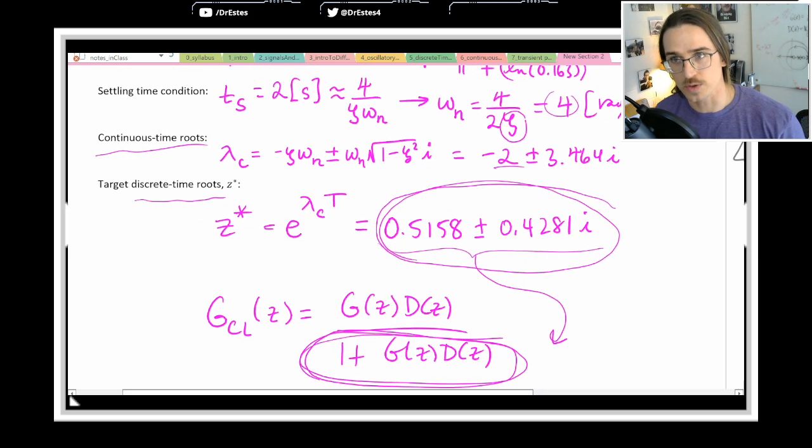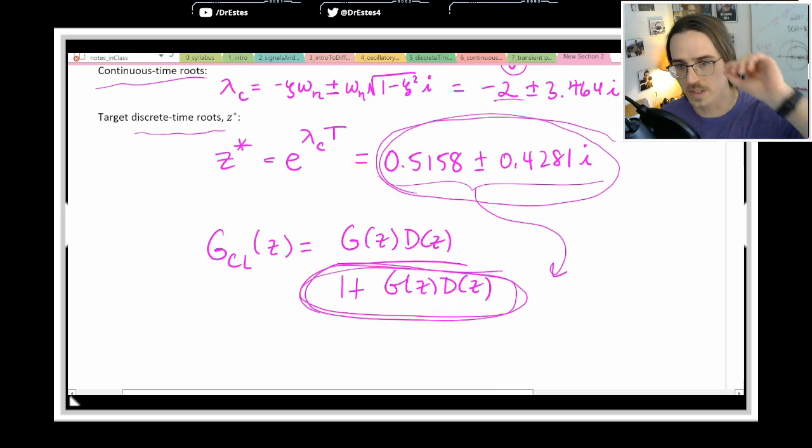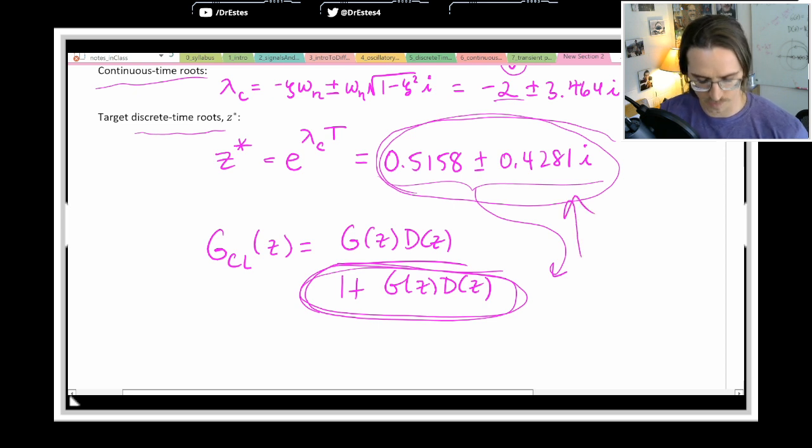Okay, guys. So it sounds like we fixed our sound issue. We're back on track. All right. So the root locus design technique is all about getting your closed loop poles to coincide with these target poles that you've chosen.